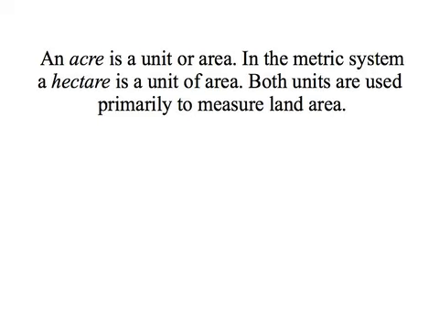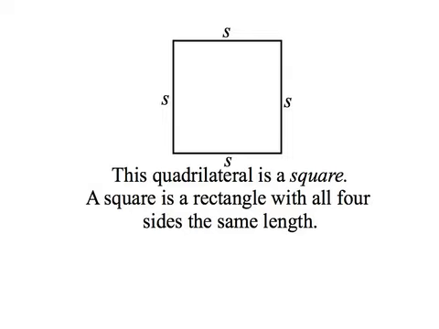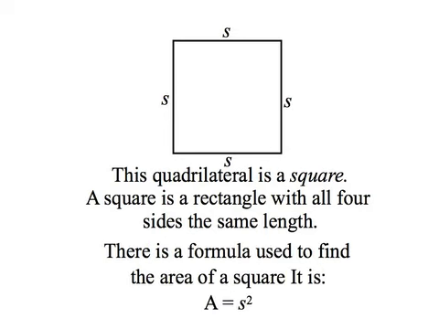square units of length. So this quadrilateral is a square. It's also a rectangle, but what makes it special is that all 4 sides are the same. So instead of marking 2 of them as L for length and the other 2 as W for width, all 4 can be marked with the letter S, and that stands for the length of a side. So the formula used to find the area of a square is S squared. So instead of L times W, it's S times S, which can be shortened to S squared, as shown.